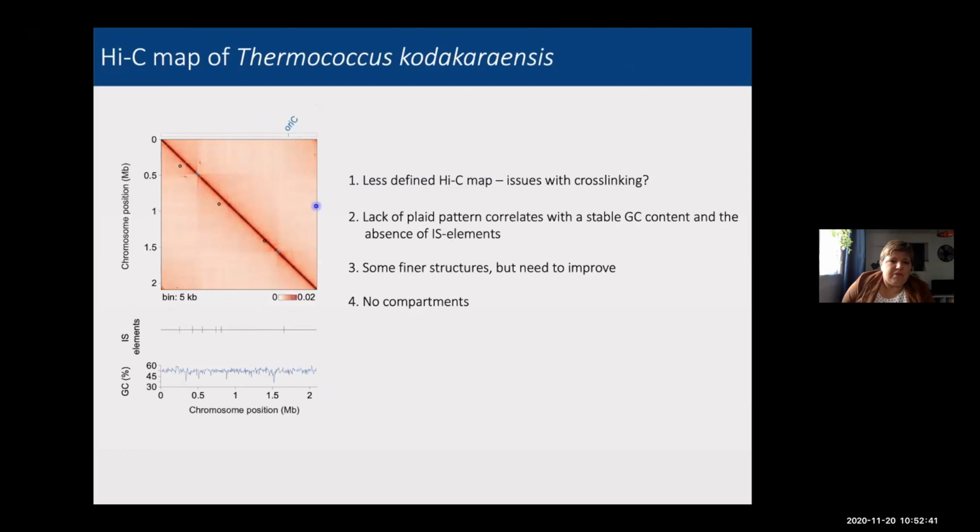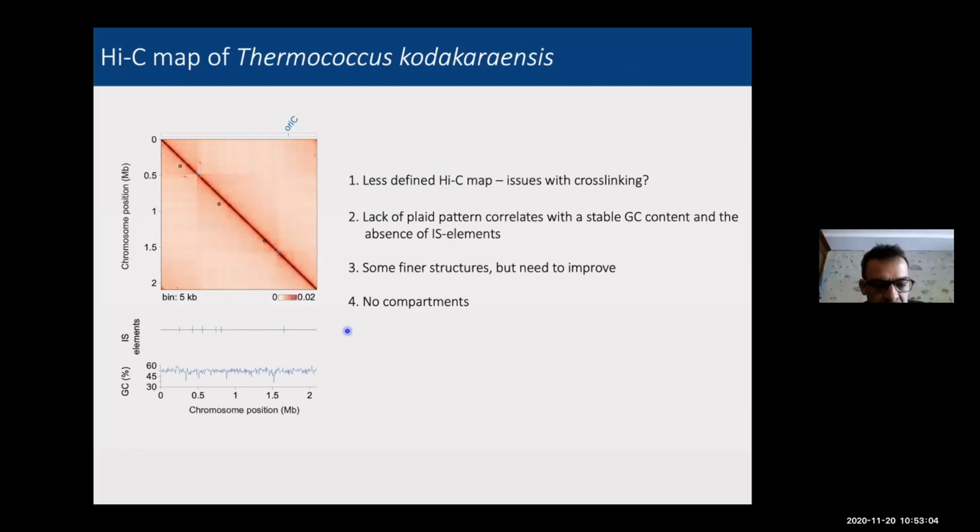And furthermore, when we looked at Thermococcus kodakarensis, although the map is less defined, because I think it's much harder to work with because it is a thermophile and a hyperthermophile, and it is an anaerobe, so it's harder to cross-link. But we could get a 5 kb map, and we did identify some structures. But what was interesting was we didn't see any plaid patterning, and this kind of goes again with the fact we have this stable GC content and only 7 of these IS elements throughout the entire genome.